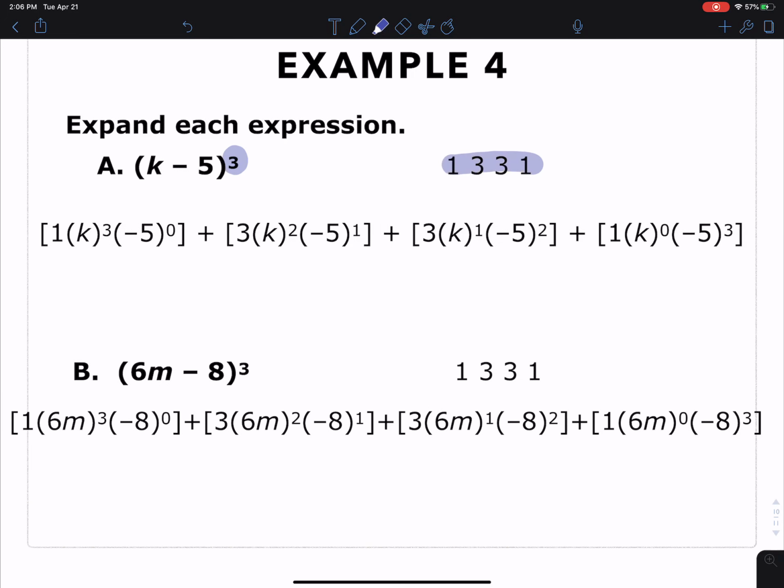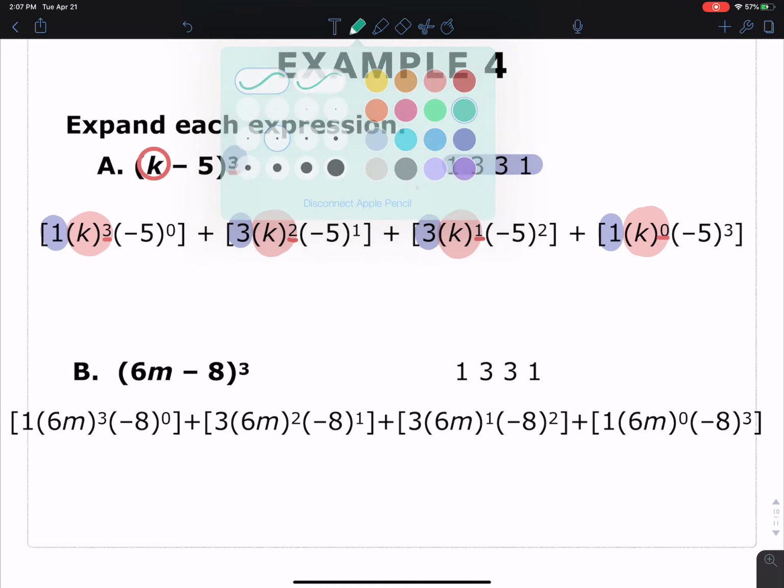So that's why these are written here, 1, 3, 1. And you can see our coefficients 1, 3, 3, and 1. So you start with your first term, which is k, and you raise that to the highest power. So notice we're going to have k to the highest power, which is k to the 3rd power. And then we're going to drop down 1 degree each time for k. So there's k to the 2nd power, k to the 1st power, and k to the 0 power. So again, look at these exponents for k: 3, 2, 1, 0.